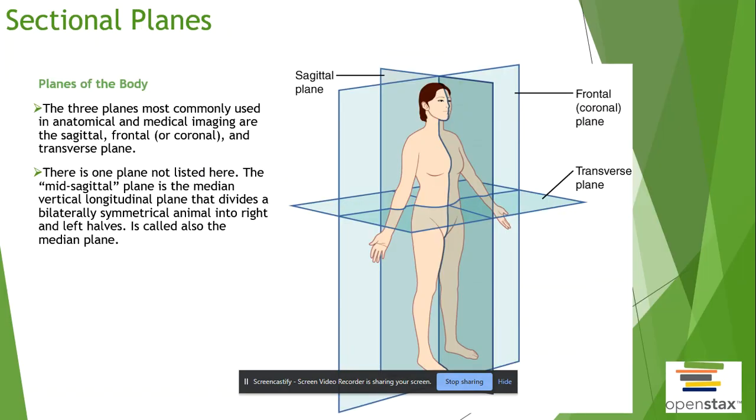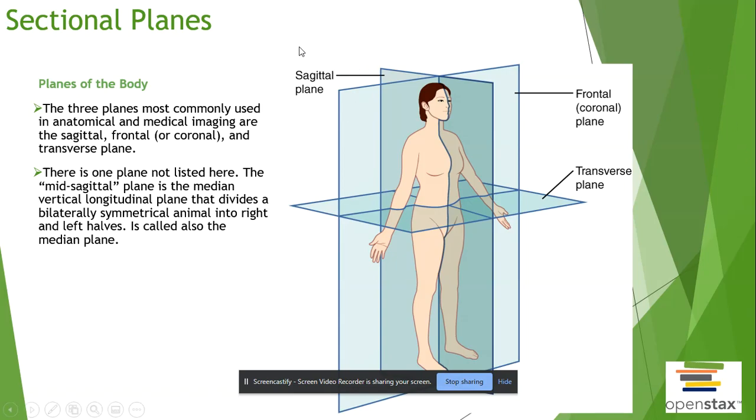These sectional planes, there are three main ones that are listed here. Again, if you look at the learning objectives for this area, I'm going to ask you about the mid-sagittal plane, which is essentially the median vertical longitudinal plane that divides bilaterally symmetrical animals into right and left halves. If you think of the definition of the sagittal plane, the mid-sagittal plane is essentially the middle sagittal plane.